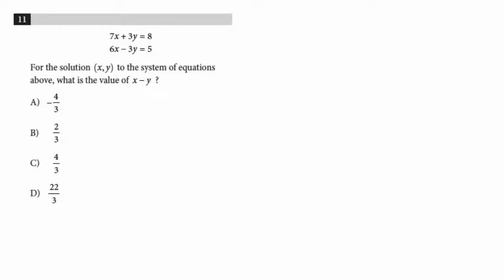Number 11. For the solution xy to the system of equations above, what is the value of x minus y?